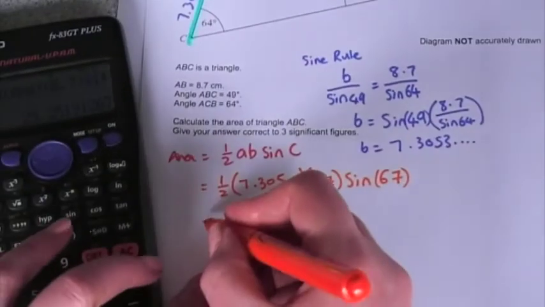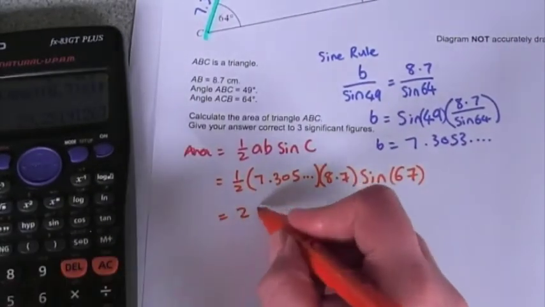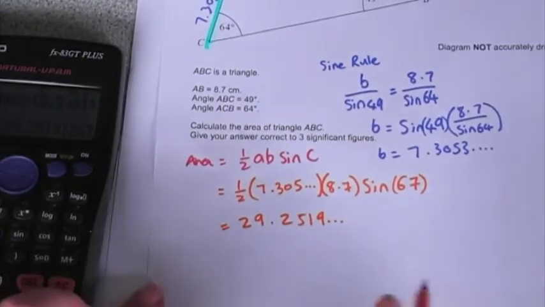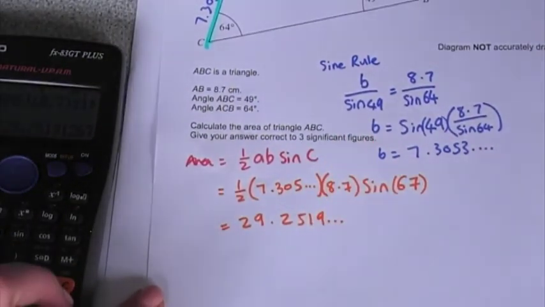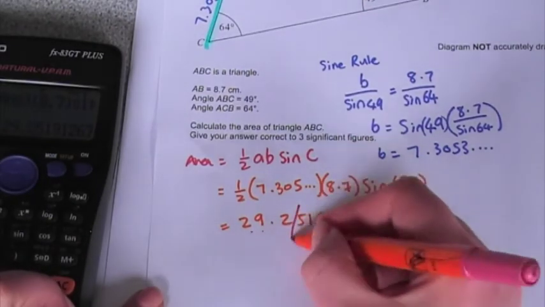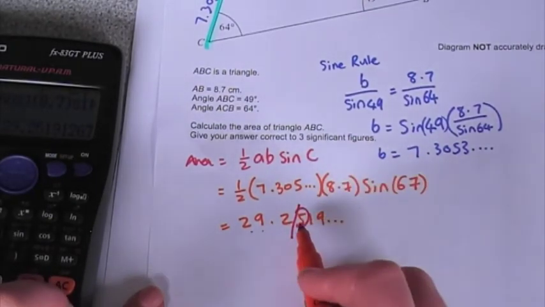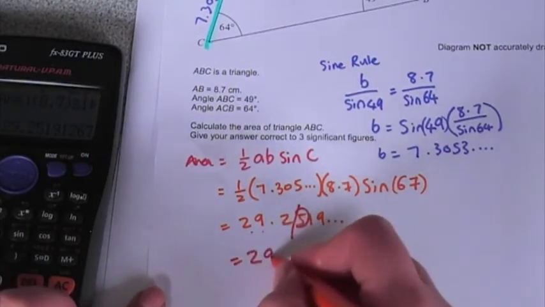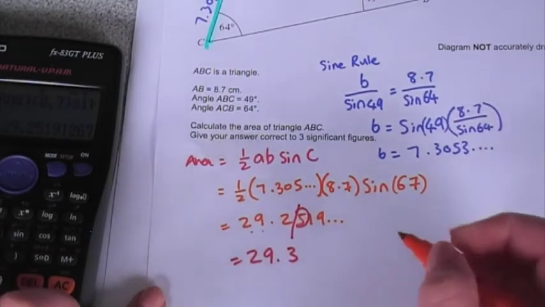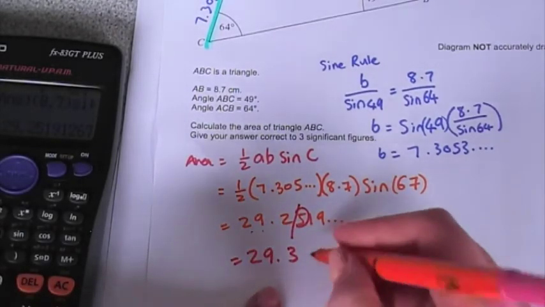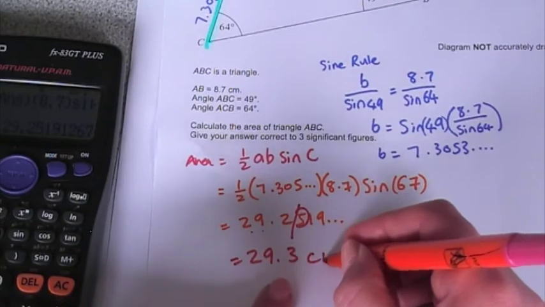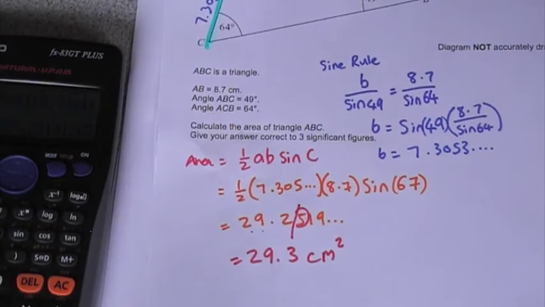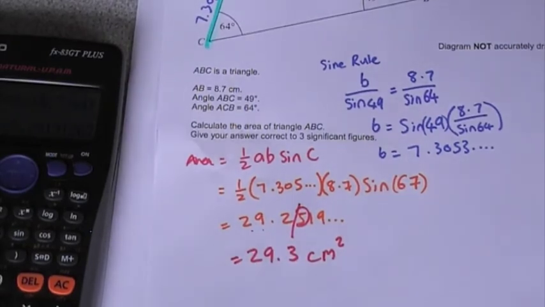29.2519... Let's check the accuracy. 3 significant figures. 1, 2, 3. Cut it off there. Pay respect to the fact that there was a 5 following, and therefore the 2 needs to round up. So that's 29.3, and it is an area I'm finding, so that'll be in centimetres squared. And that's the area of a triangle without a perpendicular height done.